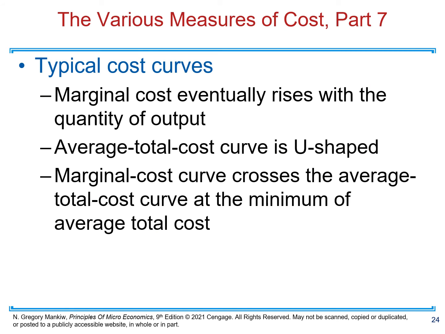A typical cost curve: marginal cost eventually rises with the quantity of output. Again, there's nothing to memorize here. You saw it on the graph, on the table, visually. This is verbally explained. The average total cost curve is U-shaped. Marginal cost crosses the average total cost at where? At its minimum.